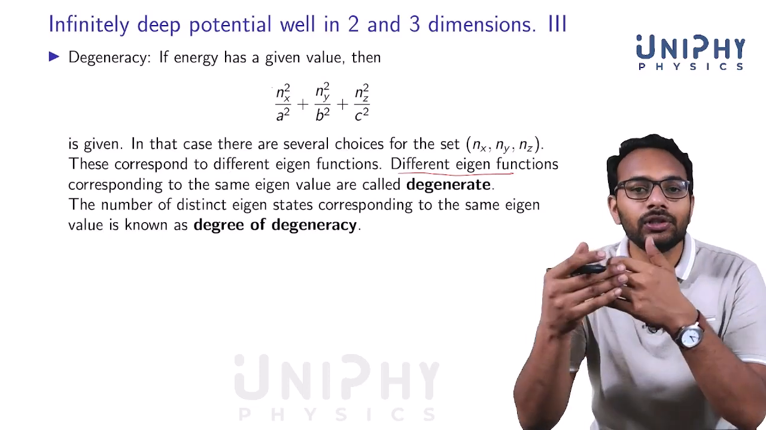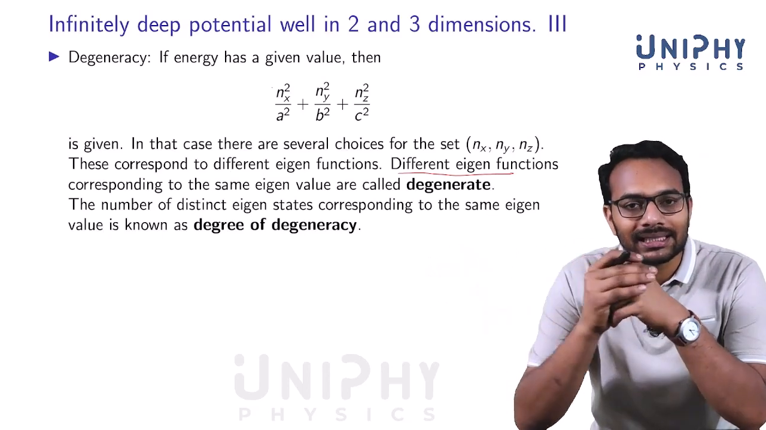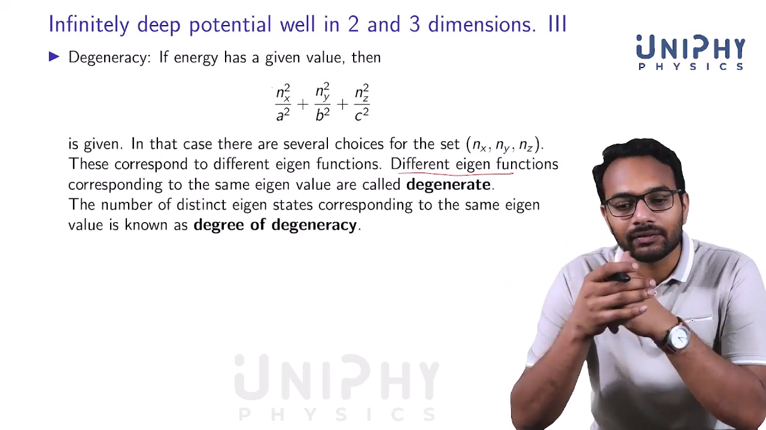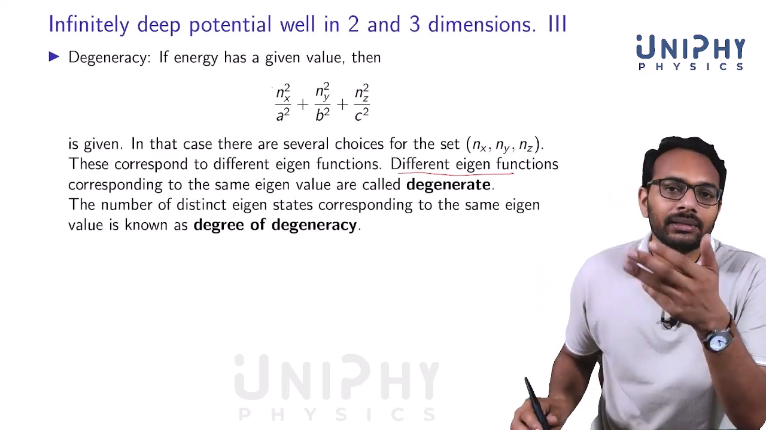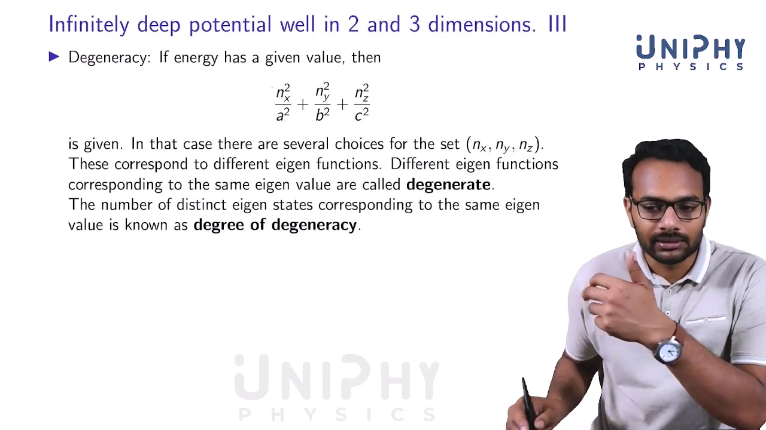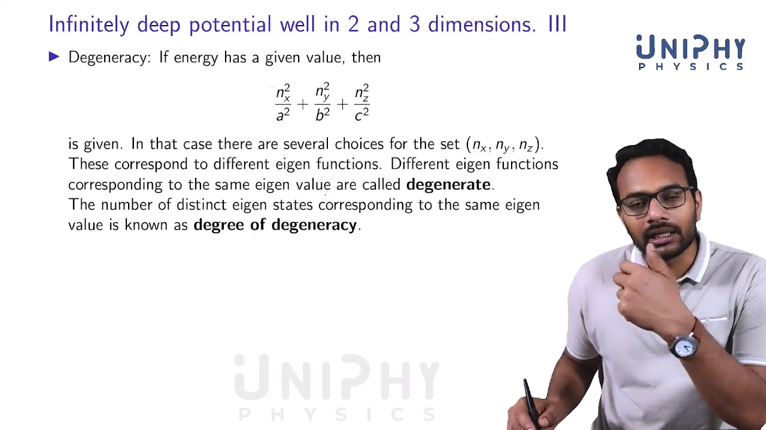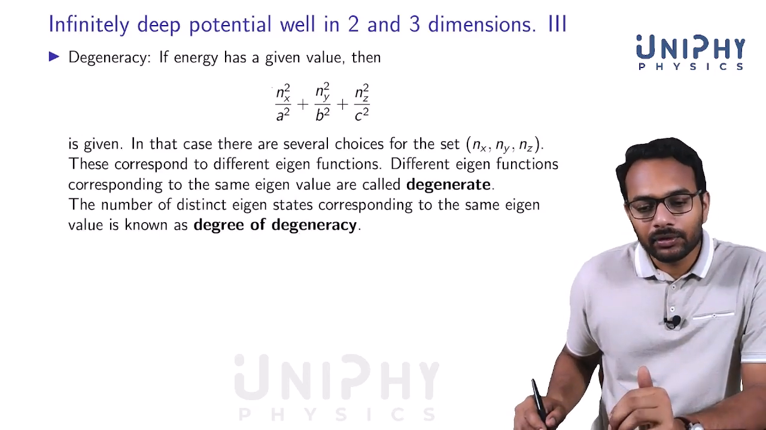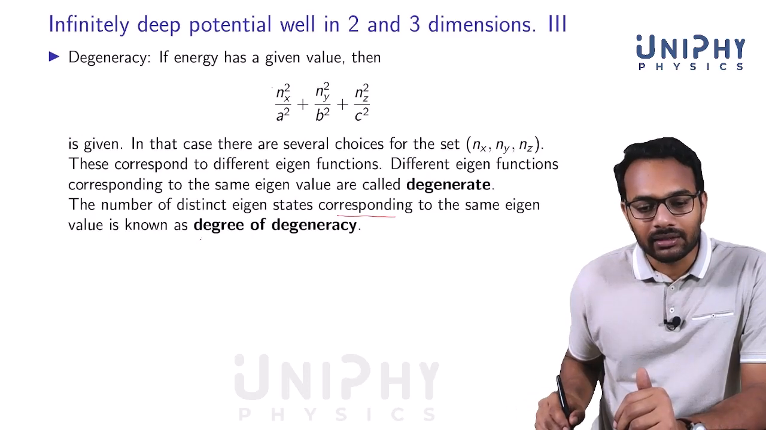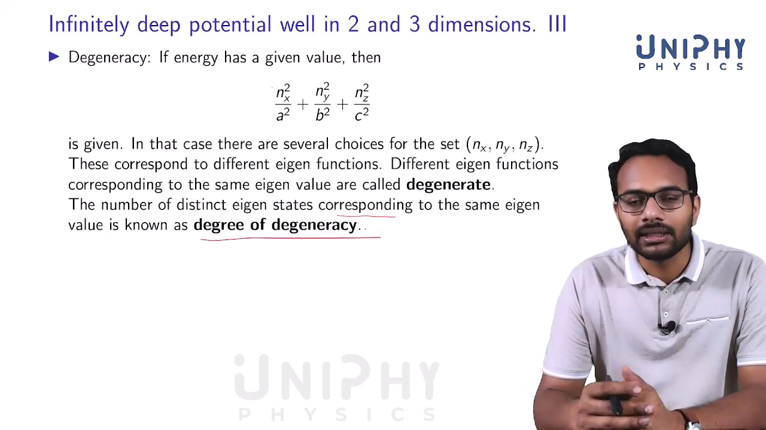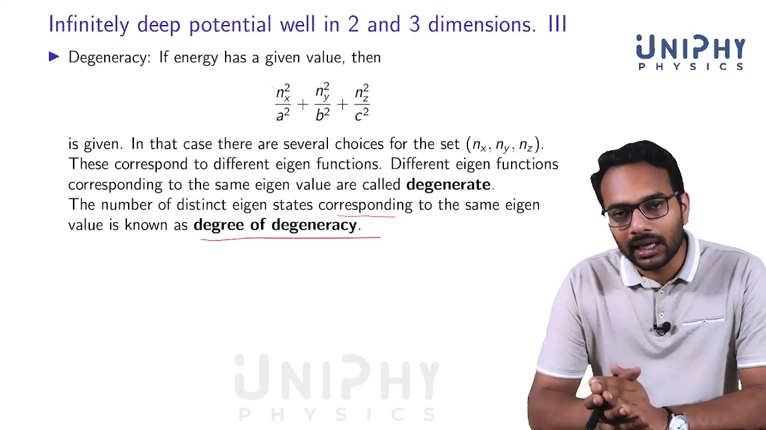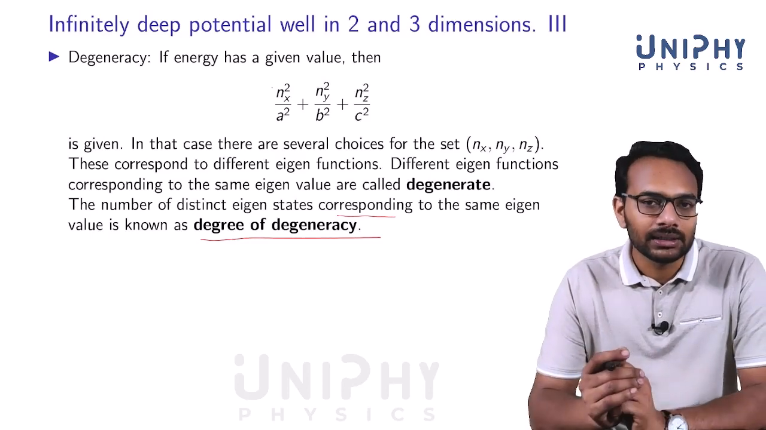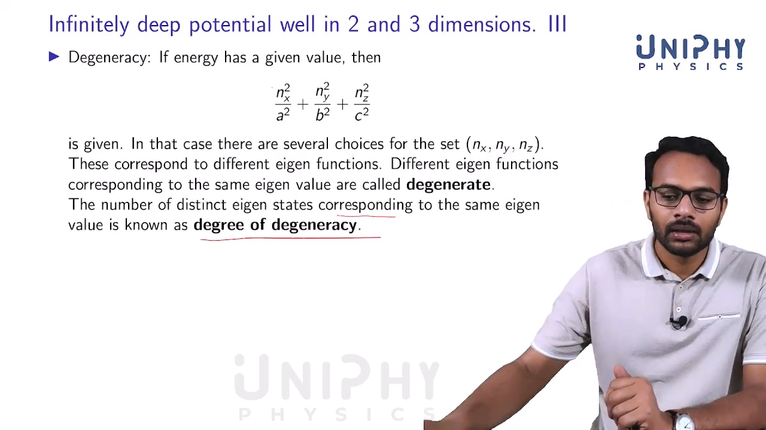If corresponding to the same energy you have two possible states of the system, we say that it's twofold degenerate. That energy eigenvalue is degenerate. There can be 3-fold or 6-fold degeneracies. You can have any number of eigenfunctions depending on the situation. The degree of degeneracy can change. The number of distinct eigenstates corresponding to the same eigenvalue is known as the degree of degeneracy. So you take a particular eigenvalue, count the different states with the same eigenvalue, and that number is called the degree of degeneracy.